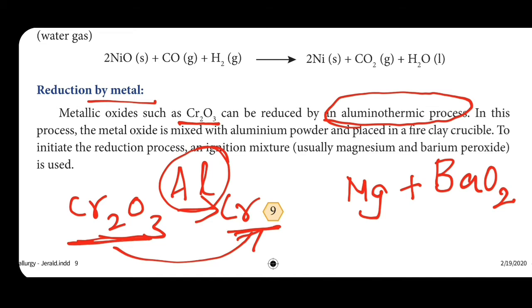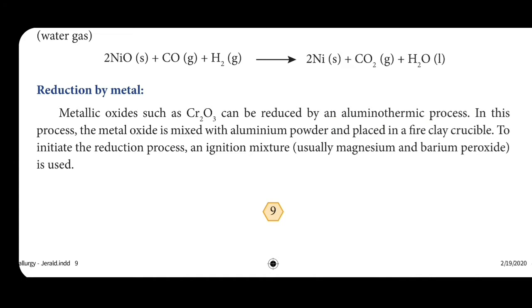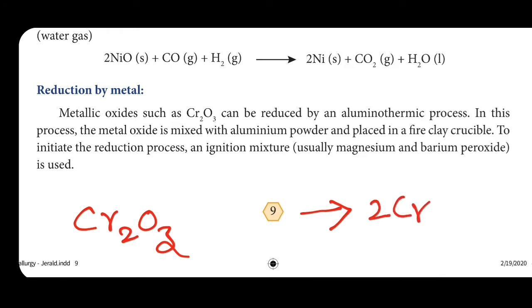Again I am explaining this process. See here, metal oxides such as Cr2O3 can be reduced to chromium by using aluminothermic process. See the reaction in next page.